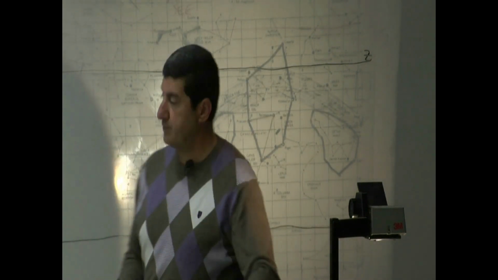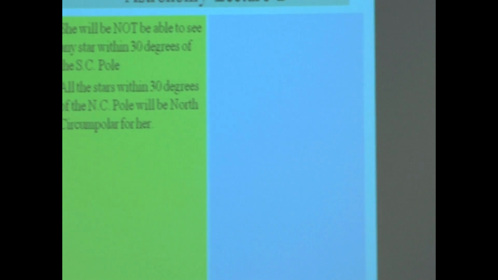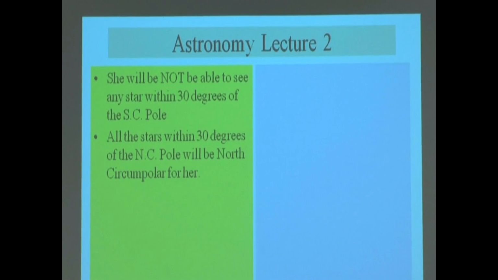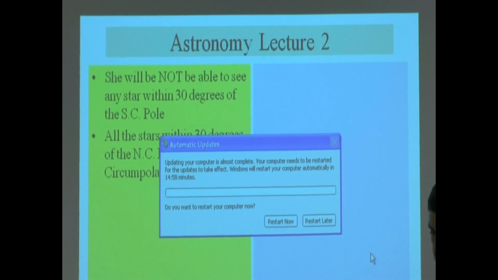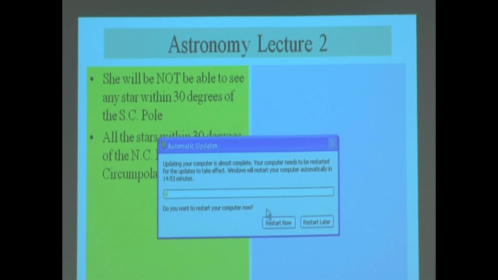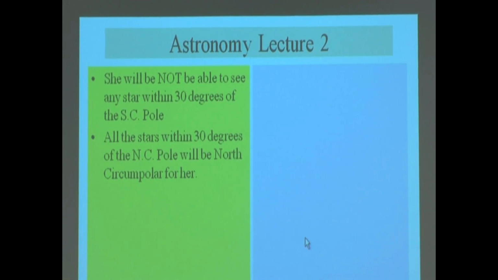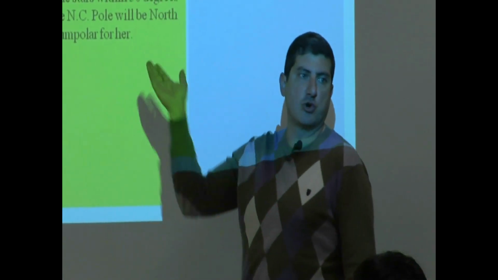Okay, so then what's the case? She will not be able to see any star within 30 degrees of the south celestial pole. All the stars within 30 of the north celestial pole will be north circumpolar. Okay? So notice, how do you remember it? It's easy because it's the same as your latitude. If you live at 30, anything 30 from the south you can't see. Anything from the north you can always see.